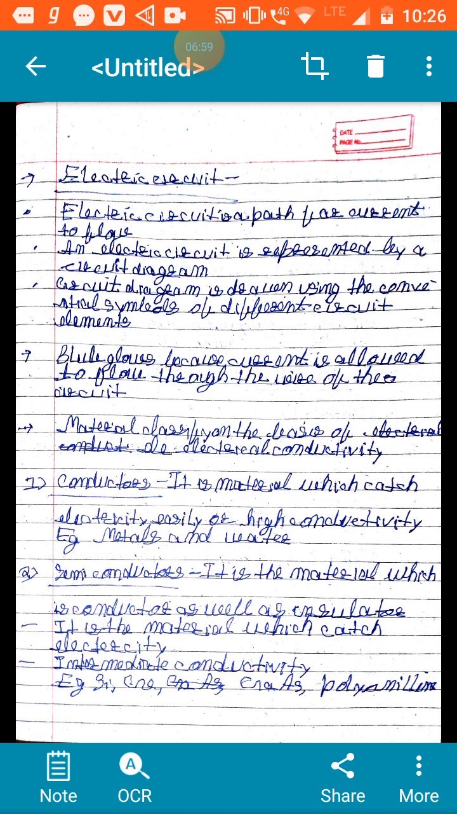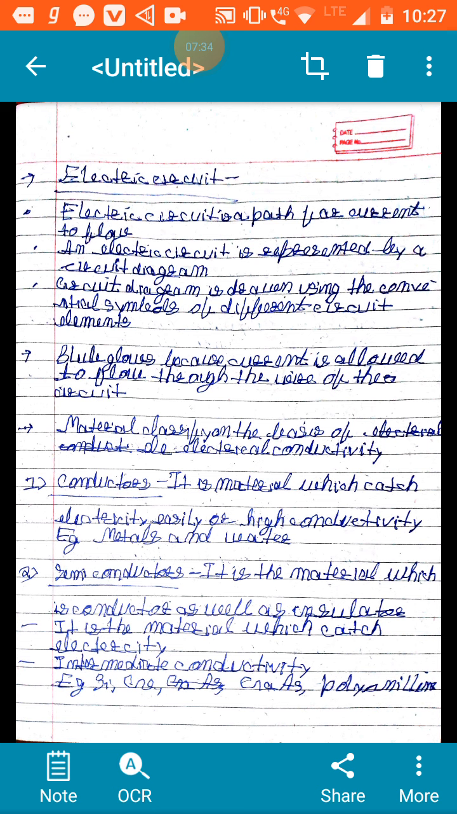Materials are classified on the basis of electrical conductivity: conductor, semiconductor, and insulator. Conductor: it is a material which carries electricity easily, or we can say that it has high conductivity. Example: metal and water.